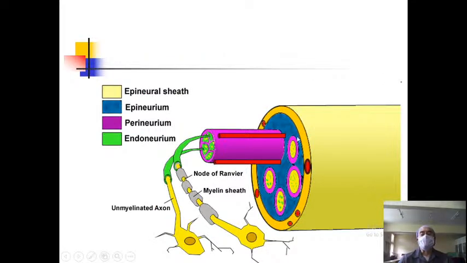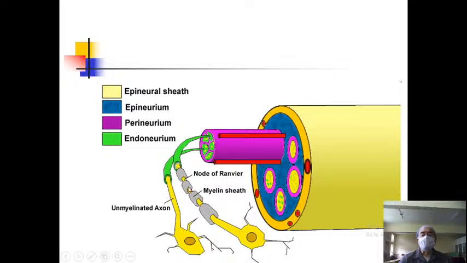So same thing, a pictorial depiction here. See, this yellow one is epineural sheet, covers the whole thing. This is the epineurium, the epineurial sheet. And this one is the perineurium. Each fascicle is bounded by a perineurium and endoneurium. Each axon has a covering of endoneurium, and these are called myelin sheaths.